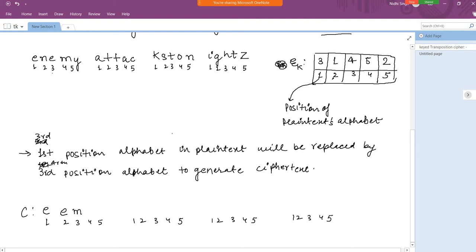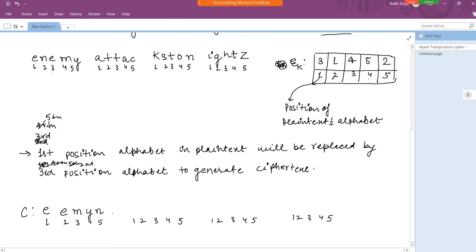Now talk about the fourth index. So the fourth position alphabet in plain text will be replaced by the fifth position alphabet to generate the ciphertext. What is the fourth alphabet? That is M. It will be replaced by Y, the fifth position. Then the last index, that is 5. The fifth position alphabet in plain text will be replaced by the second position alphabet to generate the ciphertext. So the fifth one is Y. Y will be replaced by the second one, that is N.